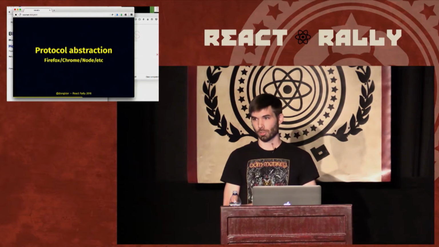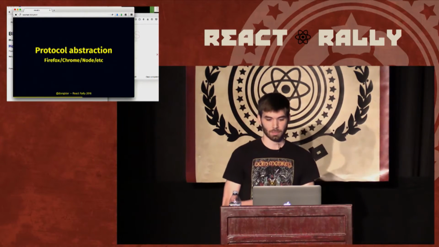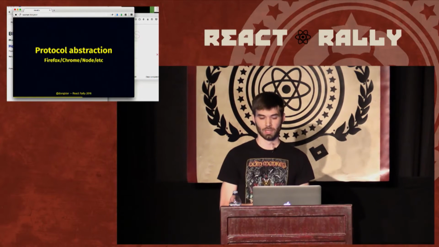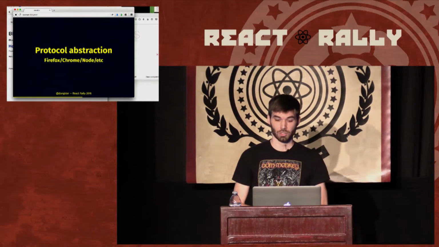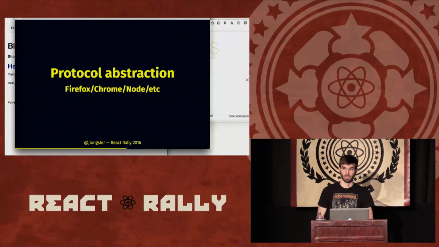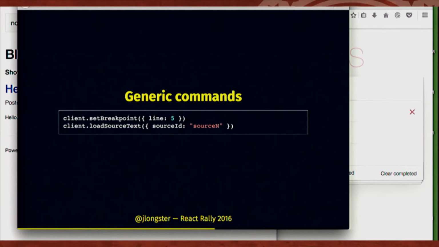We also have this layer that's a protocol abstraction. This implements an abstract programmatic API. This allows us, so we support talking to Firefox, of course. We also have experimental Chrome and Node support as well. So we have things like this. These are just generic commands. You say, set a breakpoint at this location, or load the source text of this source.